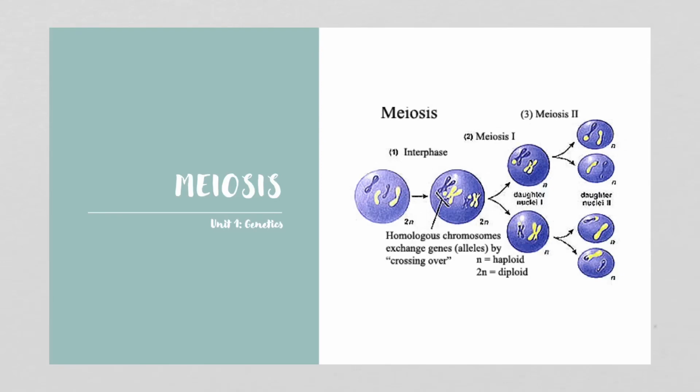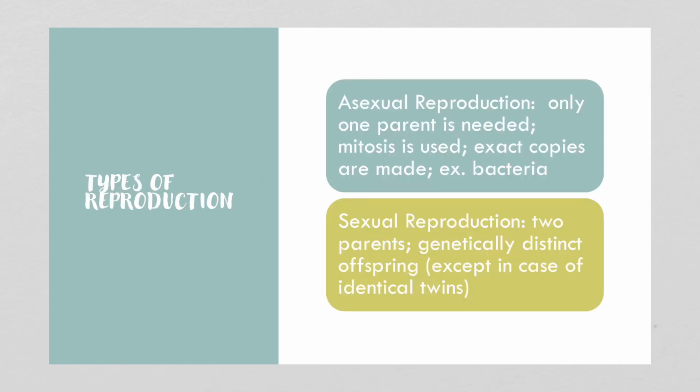In this video, we're going to talk about the stages of meiosis, which is the production of gametes or sex cells. To recap types of reproduction, there's two forms. There's asexual reproduction, so only one parent is required, and mitosis is used. So exact copies are made, and an example of something that would reproduce by asexual reproduction would be bacterial cells.